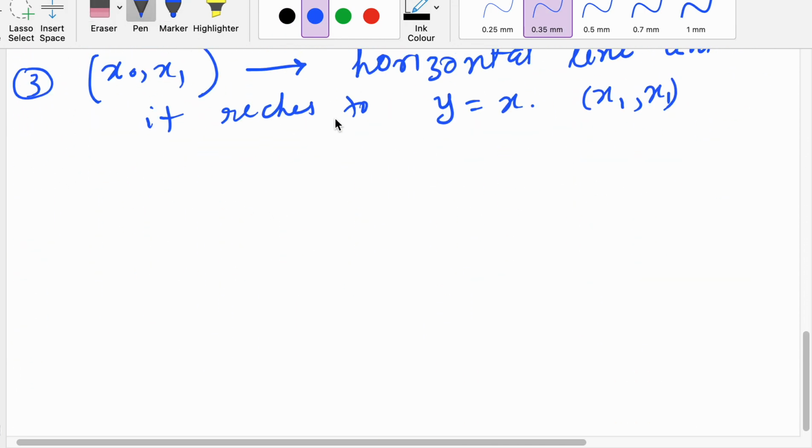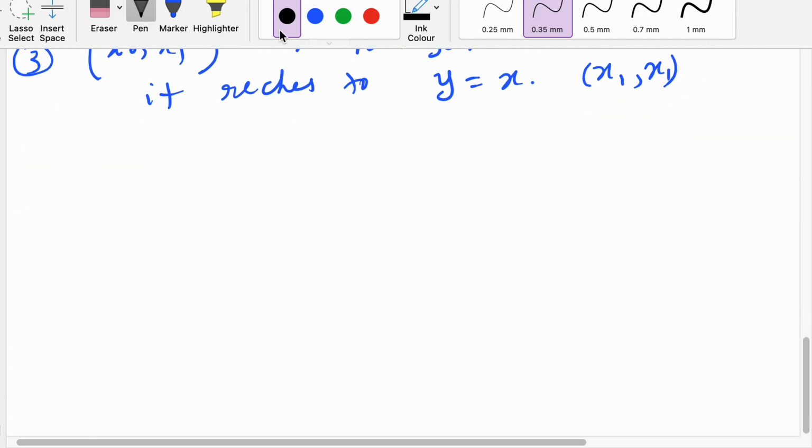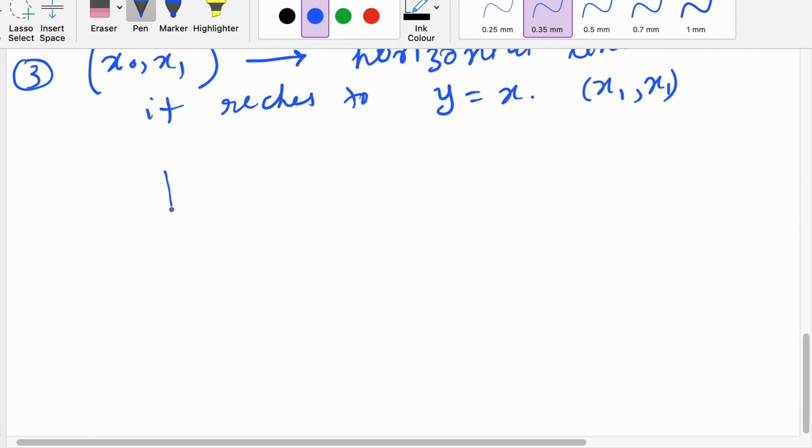So this is called the cobweb diagram. You see this is the first iteration x0, this is the second iteration x1, this will be the third iteration x2, and then I will get somewhere here x3. So let me draw it clearly then.